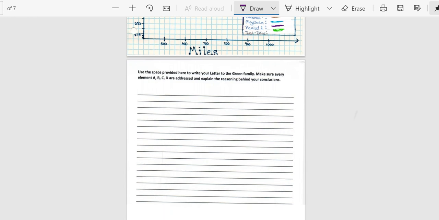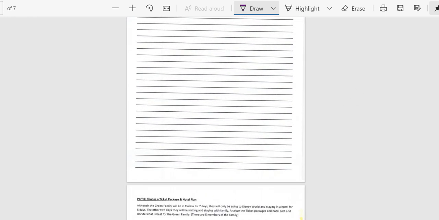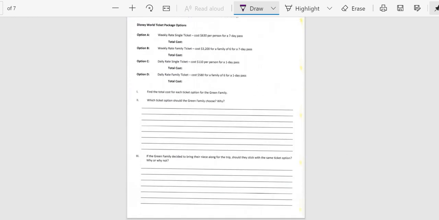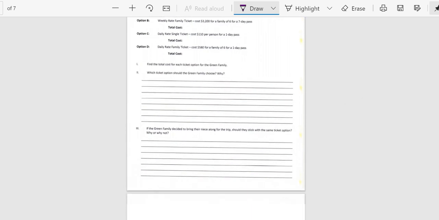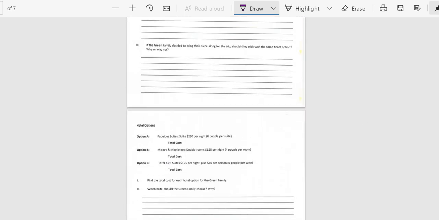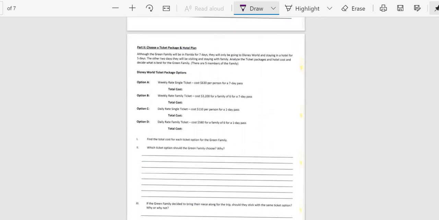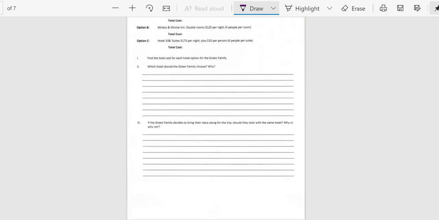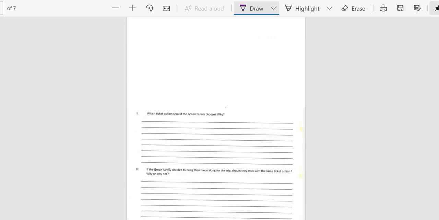Then this page is for the conclusion, just explaining to them which plan to pick. And then there's an extra add-on, a little bit more math here, about which hotel they should pick and which package they should pick for Disney World. So just read through those carefully to answer those questions.